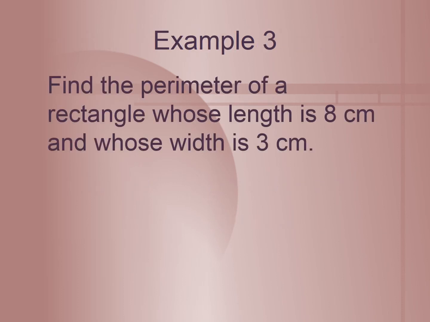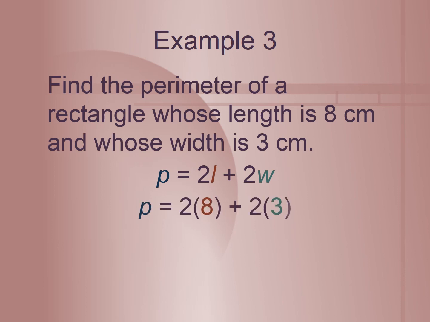So let's say we want to find the perimeter of a rectangle whose length is 8 and whose width is 3. So first we look at our formula. P is equal to 2 times L plus 2 times W, where L is length and W is width. So we're going to substitute 8 for L since its length is 8 centimeters, and we're going to substitute 3 for W since its width is 3 centimeters. Then we follow our order of operations, 16 plus 6, and that equals 22. Make sure you include your units, because if you don't, then you actually have the problem incorrect.